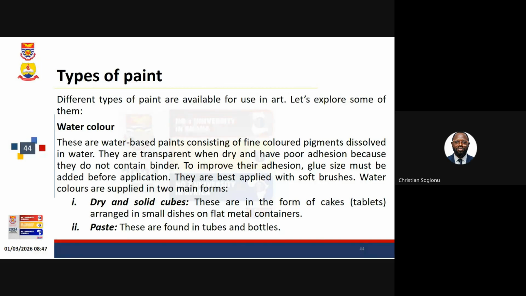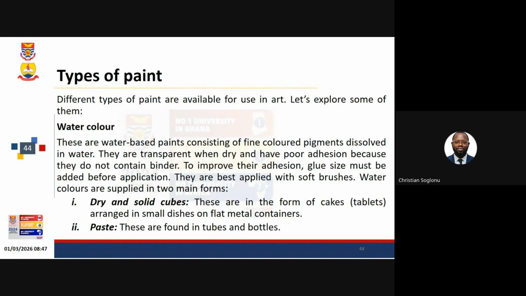So watercolor. We are saying that they are water-based paints consisting of fine color pigments dissolved in water. They are transparent when dry and have poor adhesion because they do not contain a binder. To improve the adhesion, glue size must be added before application. They are best applied with a soft brush.